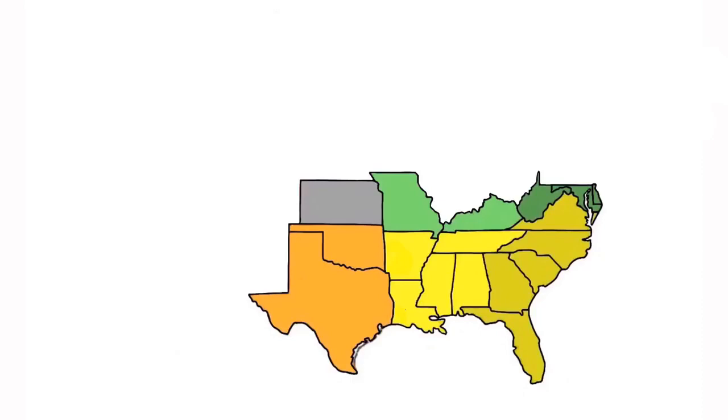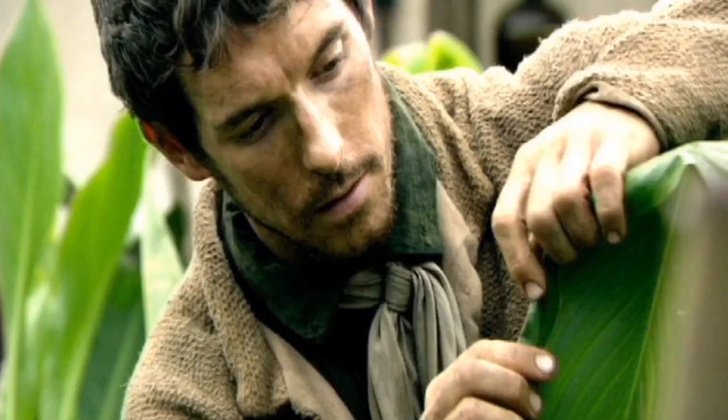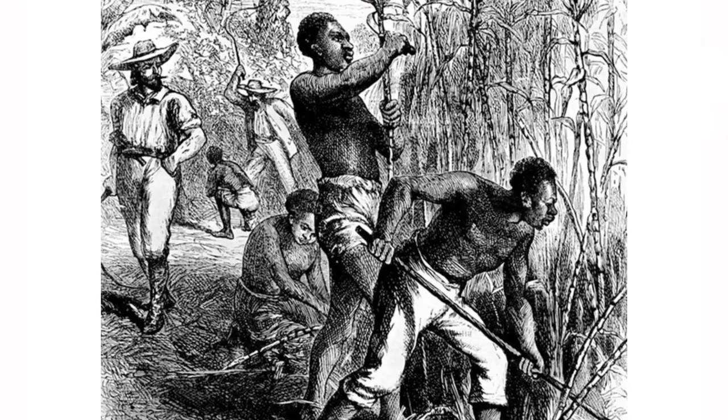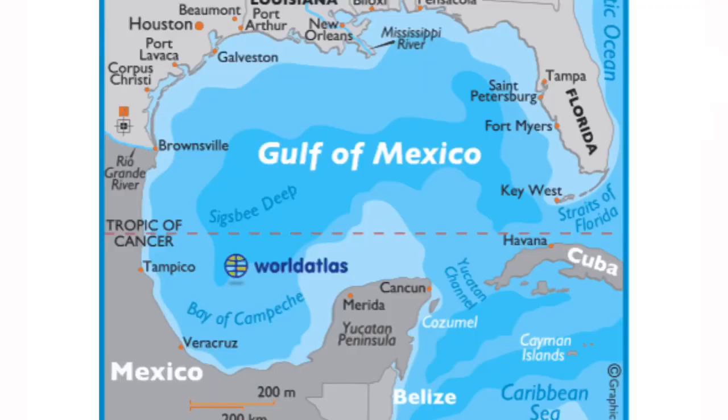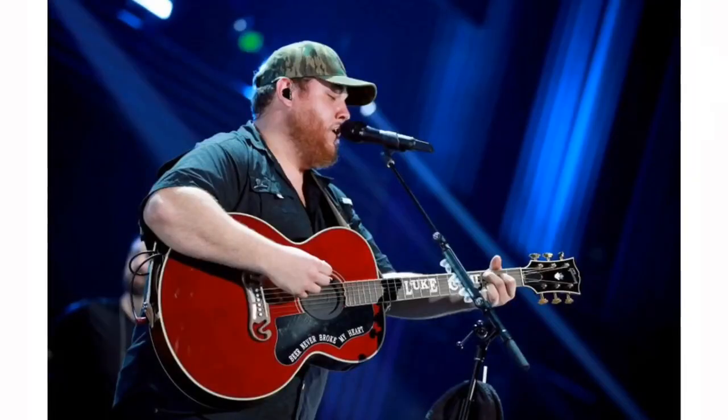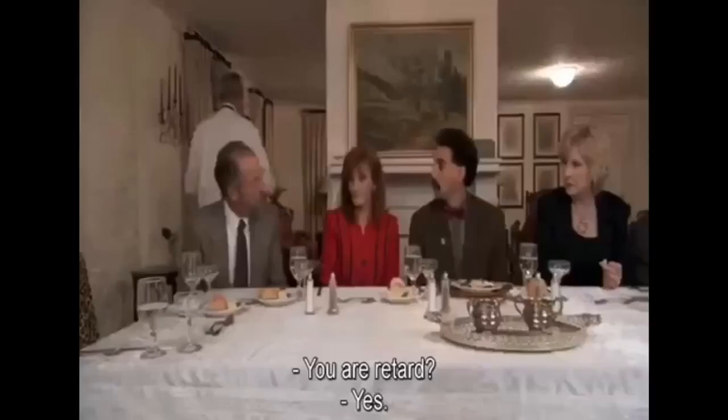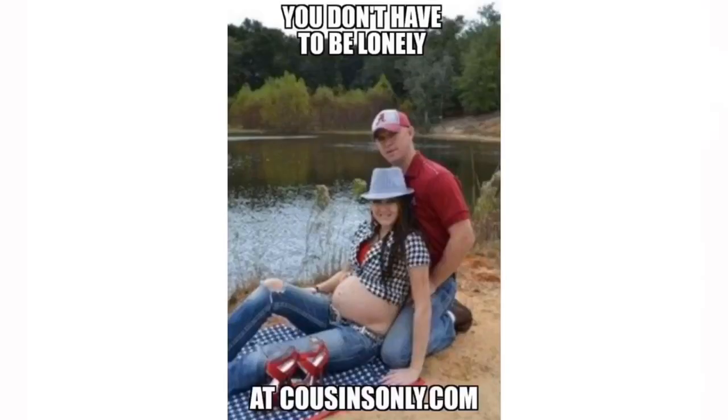Characteristics of states that make up the Greater South consist of a historic cash crop-based economy and reliance on slave labor, as well as belonging in the humid subtropical region of the United States that is influenced by the Gulf of Mexico, as well as having rednecks, hillbillies, country music, iced tea, southern hospitality, and many other unique characteristics.